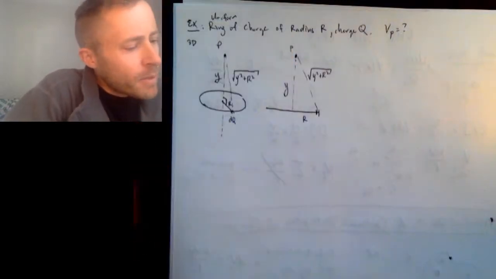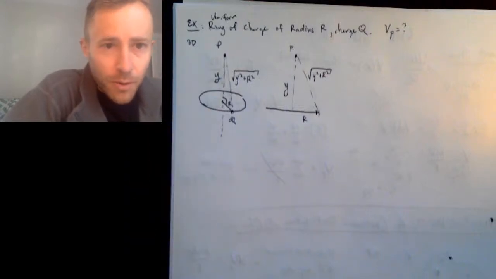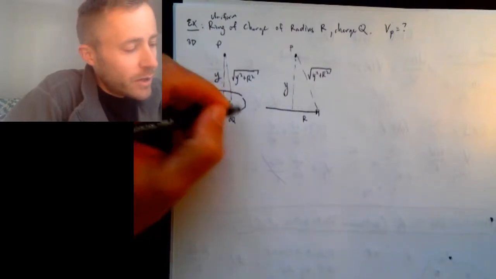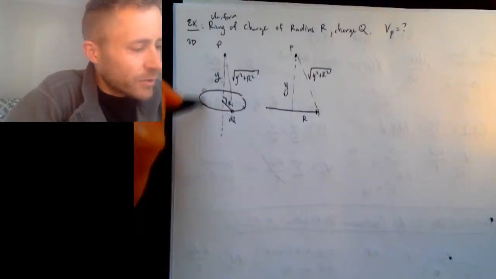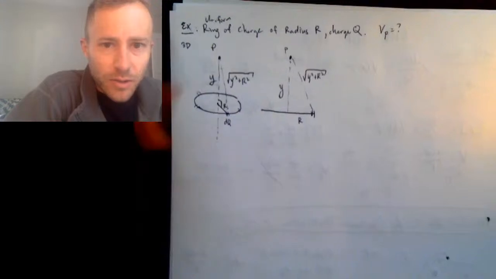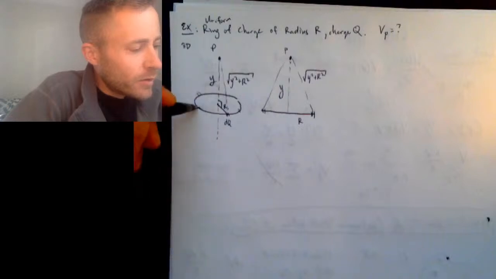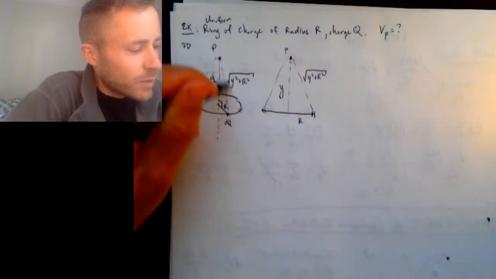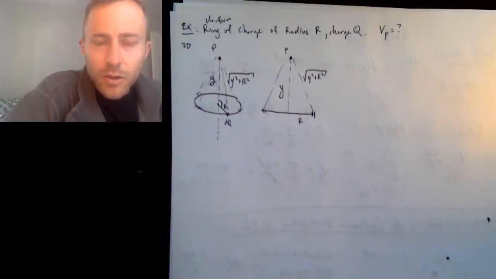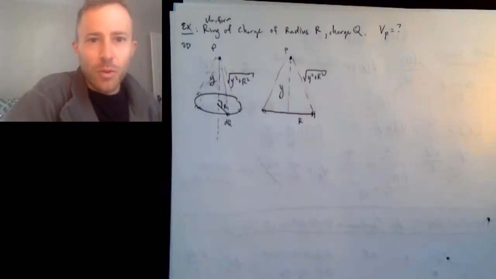That's the point P. Now, here's the interesting thing. Just like before, when we did the ring of charge with the electric field, any little piece of charge on this ring is the same distance away from point P, because it's like a cone. If I pick this point over here, it's the same distance away. This point is the same distance away. This point is the same distance away. It's making a cone. So all the points of charge have the same distance away.